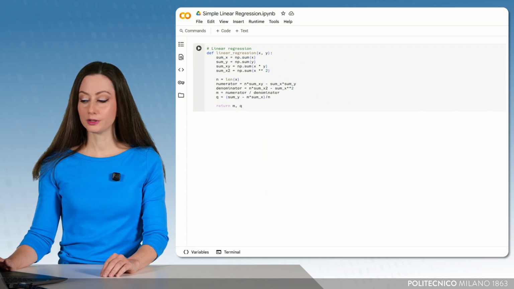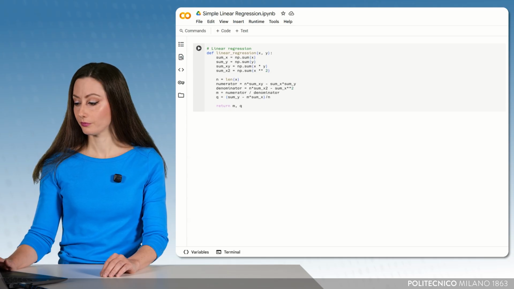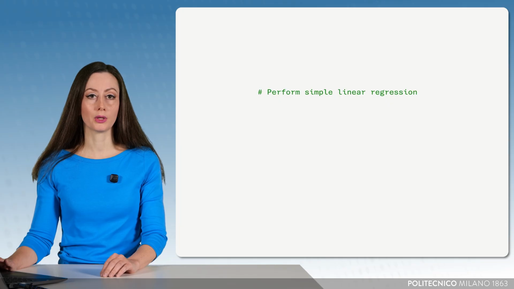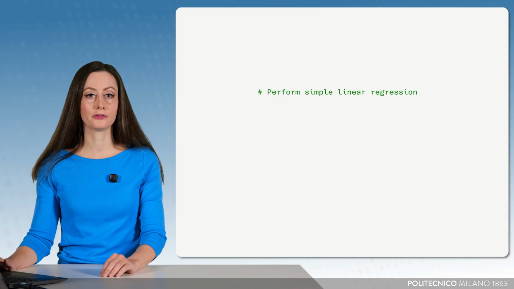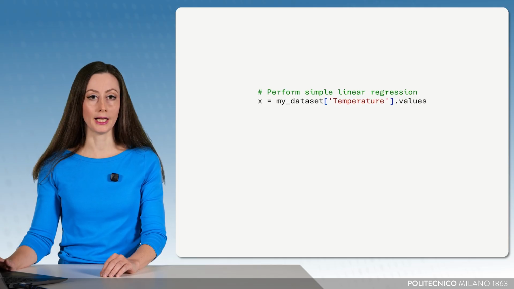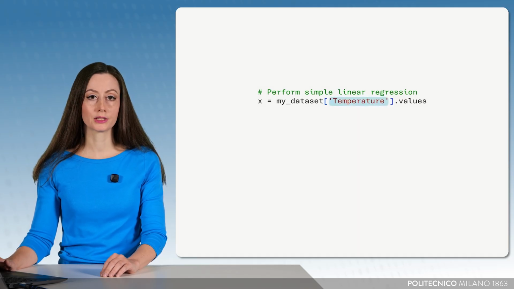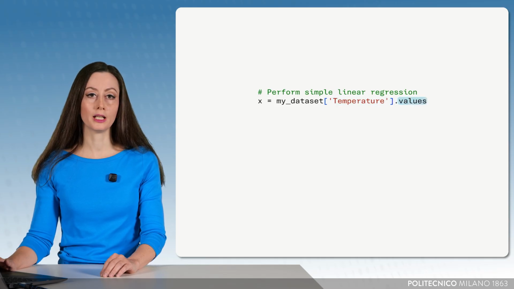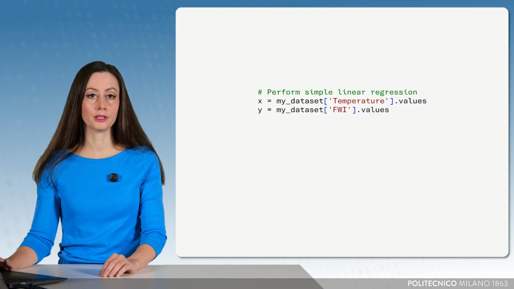Now that the function has been written, we can run this block of code and it's ready to be used. In this way, we are ready to apply it to our data set. We wonder how the temperature influences the fire weather index. To this goal, we choose the temperature as our x using this code. The label temperature extracts the corresponding column from the data set, and the attribute values returns the array. And similarly for the fire weather index, which becomes y.